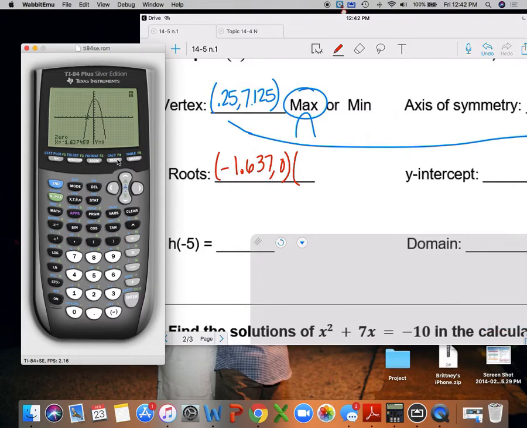And then I'll do it again. Second trace 2. This time I want to go over to the other side, so I'm looking for this x-intercept. So it asks me to go left, so 1, 2, 3 on the left arrow, enter. Double up because it's the second time, 1, 2, 3, 4, 5, 6, enter, enter. So my second 0 is 2.137, comma, 0.